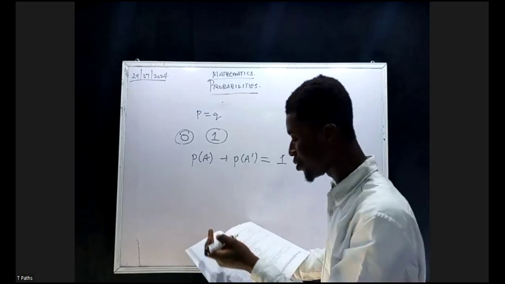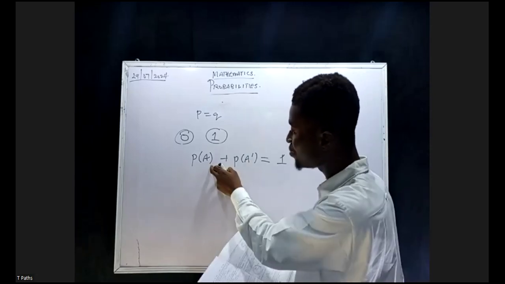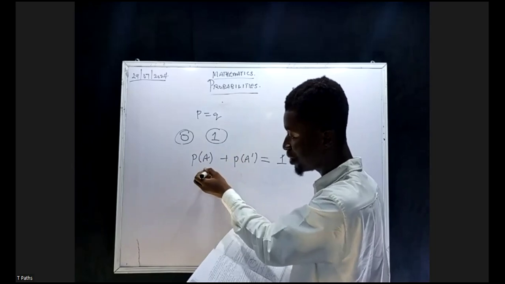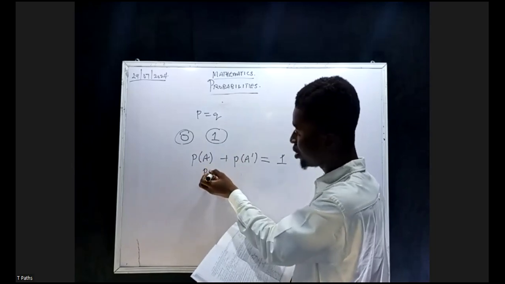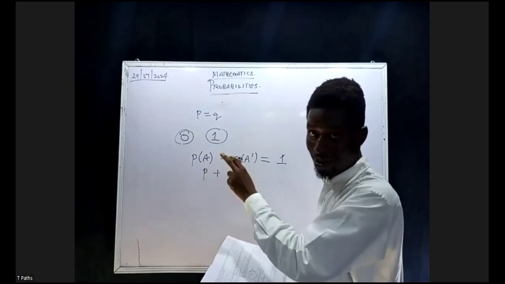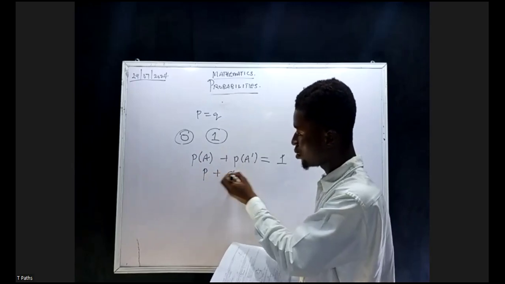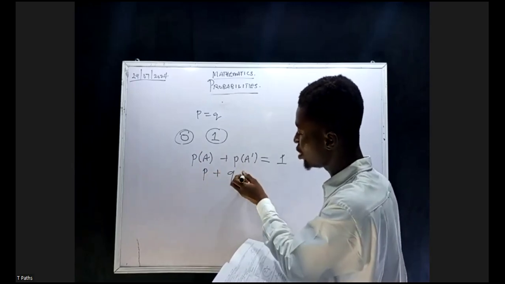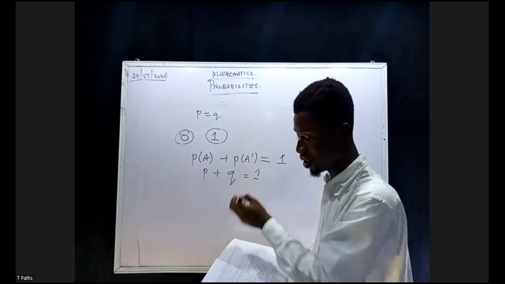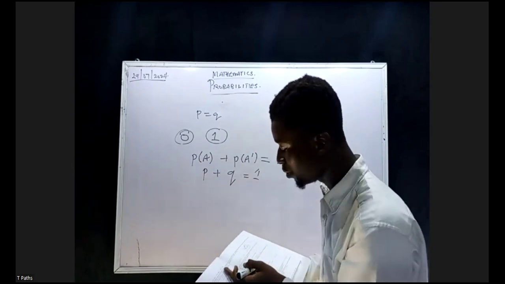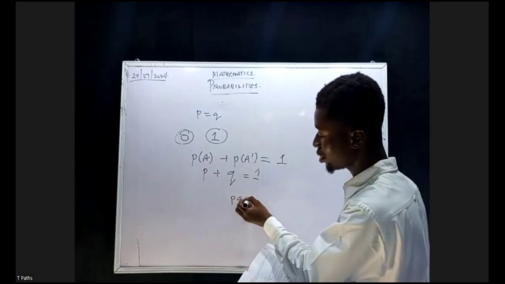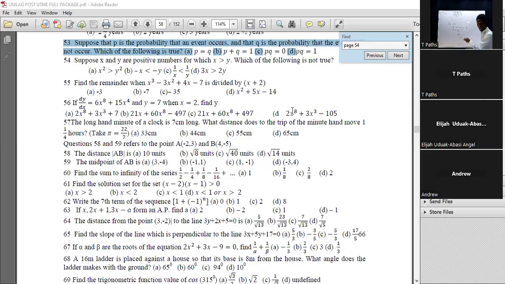So that tells me that we were told in the question that P(A), the probability that the event occurs, is simply small p. And the probability that the event does not occur is Q. So I have P plus Q equals 1. That's option B. P times Q does not make any sense, and P times Q equals 1 is also wrong. So this is the correct option.